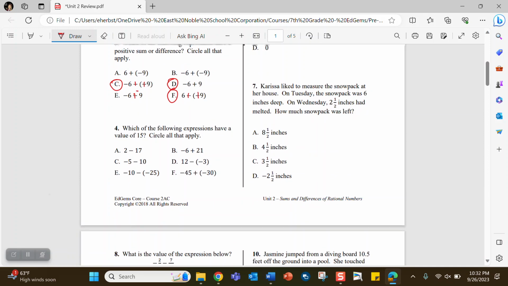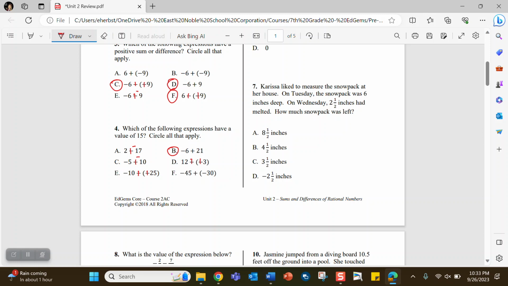Number 4 says, which of the following expressions have a value of 15? Circle all that apply. So again, I see some subtraction. I'm going to go through and add the opposite on the subtraction problems. So I need to get a value of 15. So number 1 is 2 plus -17. That's -15, so that's not correct. Letter B, -6 plus 21, opposite signs, so I subtract. Answer is +15. Letter C, adding two negatives, so I'll get a negative.